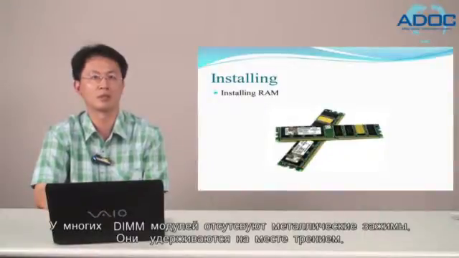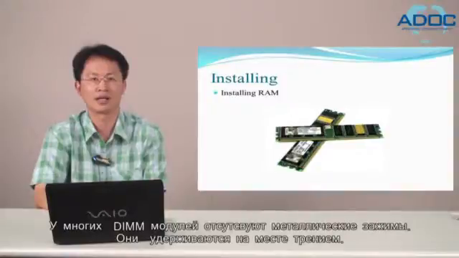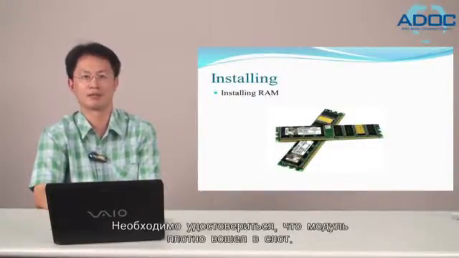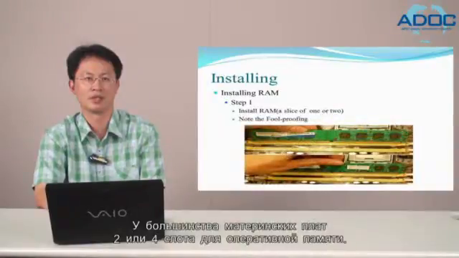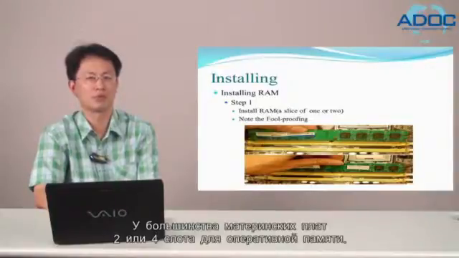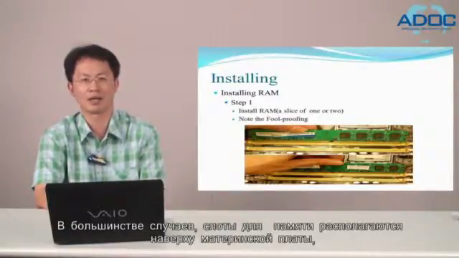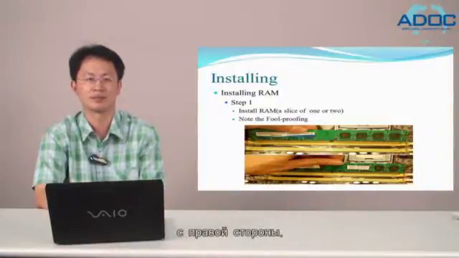Many DIMMs do not have metal clips. They rely on friction to hold them in place. Again, just make sure the module is firmly seated in the slot. Most of the motherboards in computers have 2 or 4 RAM memory slots. Most RAM slots are located on the top of the motherboard, on the right-hand side.